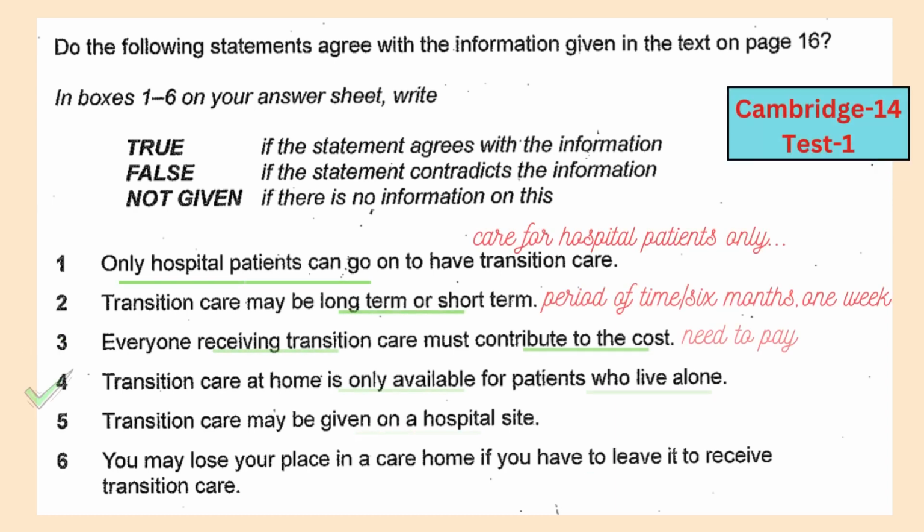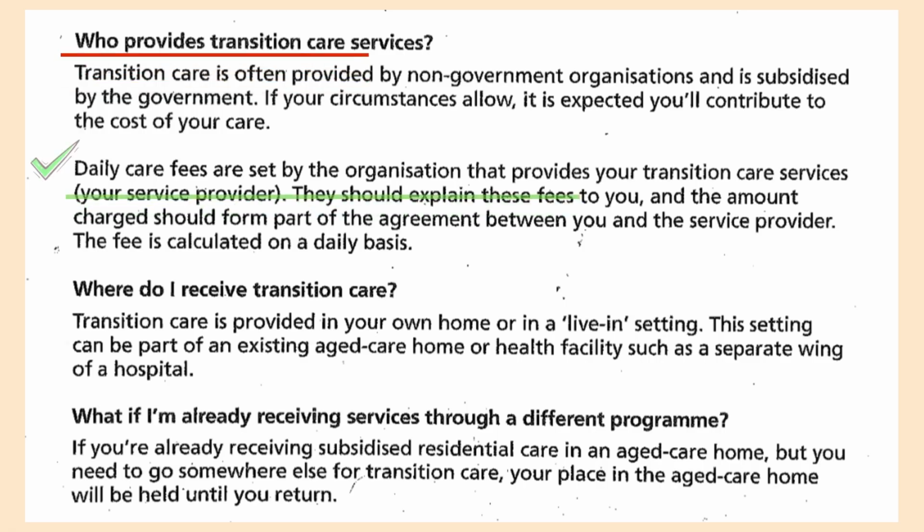Next, we have transition care at home is only available for patients who live alone. So we get the idea, if you are living alone, then care is available at home. So we see in the next paragraph of who provides transition care service, daily care fees are set by the organization that provides your transition care services. So they should explain these fees to you. And this is all about the cost and the pay. There is nothing much information. Okay, we see further if we get the information.